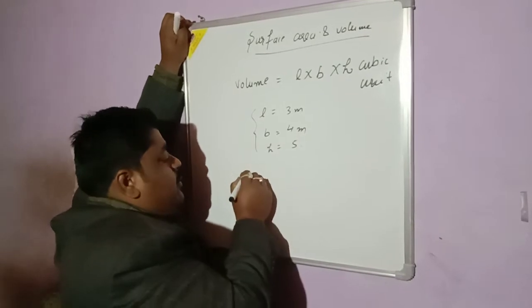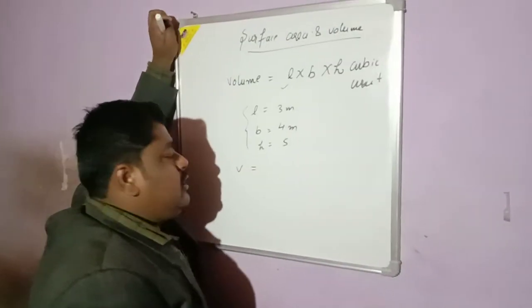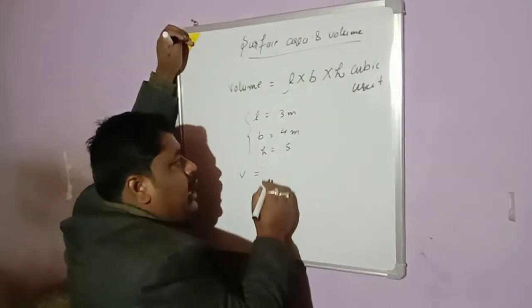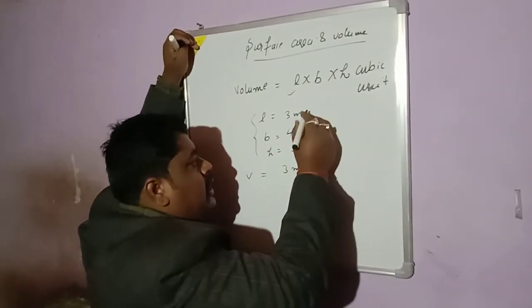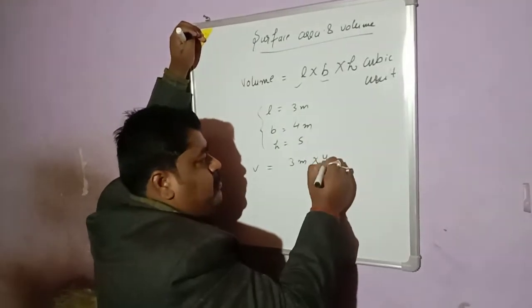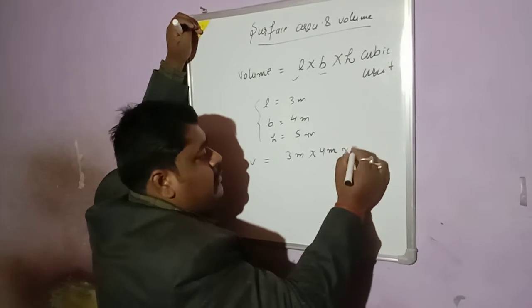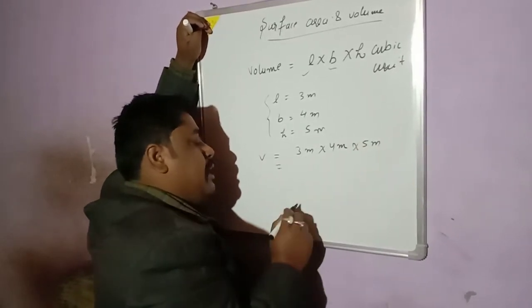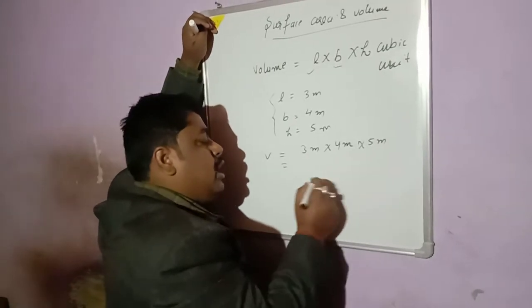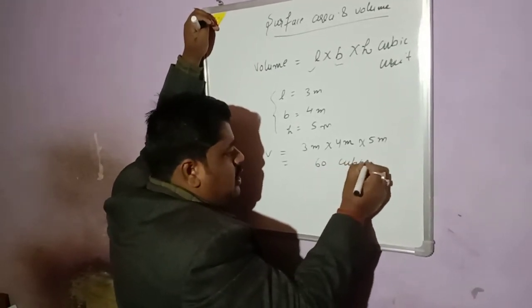Then, we know that volume is equal to, the formula is L into B into H. In the place of L, there is 3 meter. In the place of B, there is 4 meter. And in the place of height, we got 5 meter. If we multiply them, 3 times 4 is 12, 12 times 5 is 60, we got 60 cubic meter.